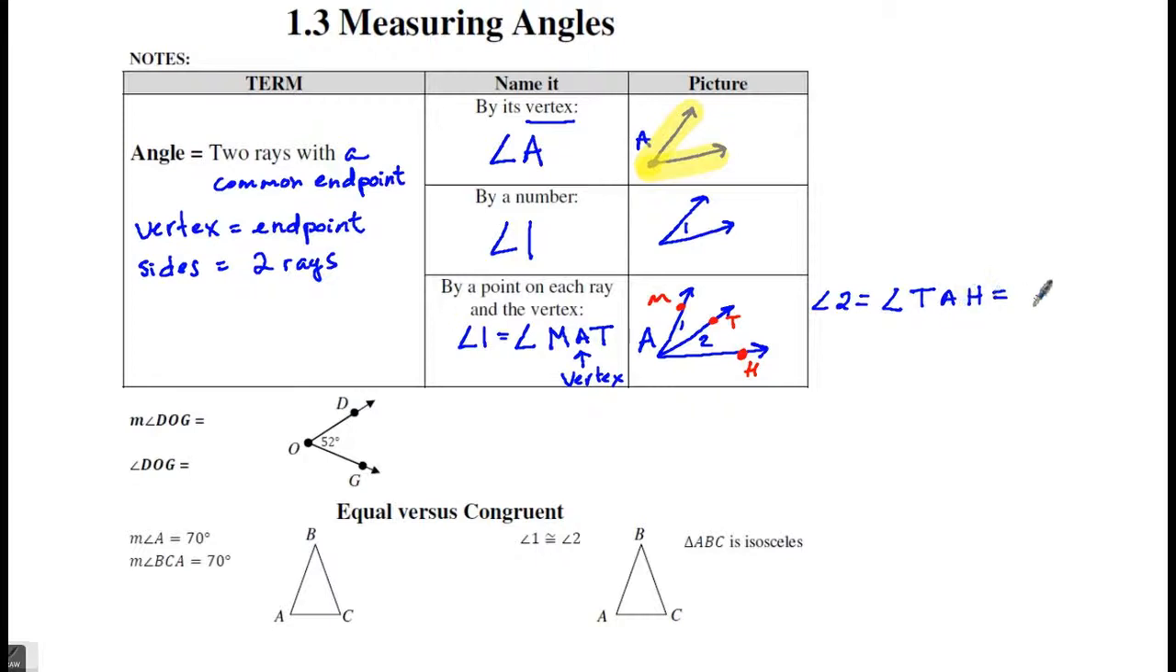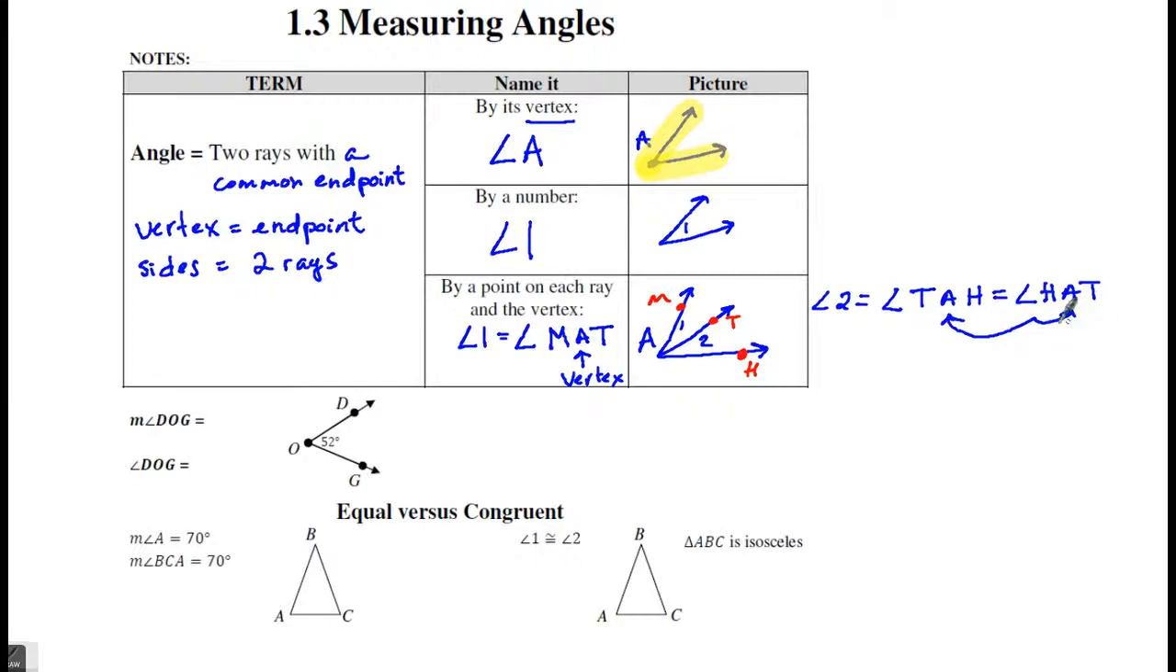So either way, it works. Just make sure that the most important thing is the A. The A has to be the vertex. It has to be in the middle to indicate what angle you're talking about. Okay. All right. Moving on.